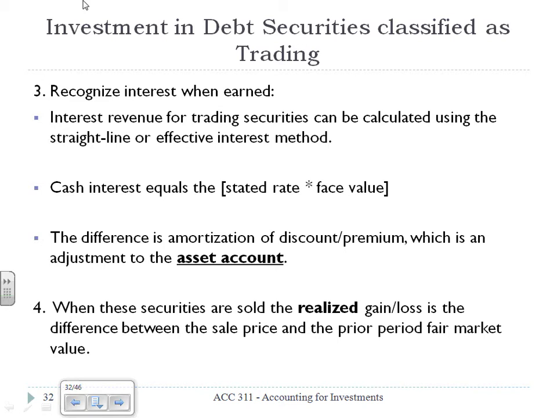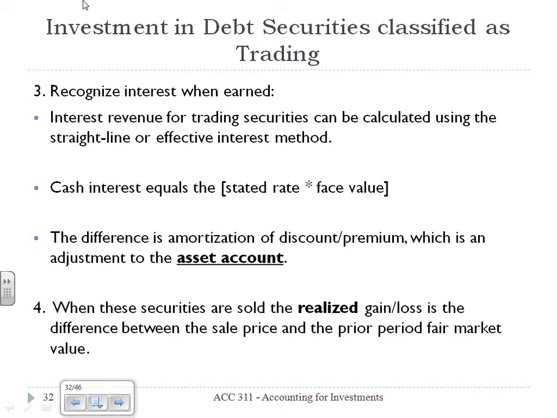We recognize interest when earned, right? So interest revenue for trading securities can be calculated using the straight line or the effective interest method. Remember, the effective interest method is preferred. Cash interest always equals stated rate times face value. The difference is amortization of discount or premium, which is an adjustment directly to the asset account, just like we've been doing in the previous examples.